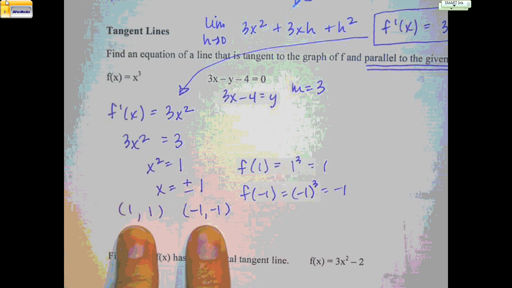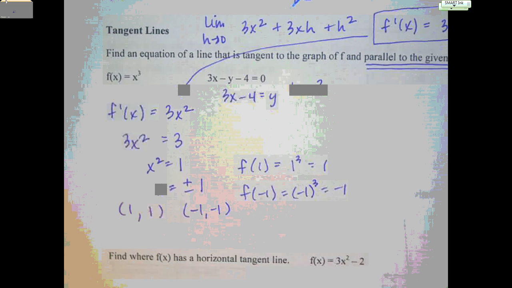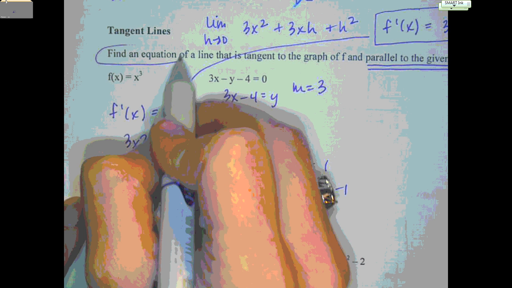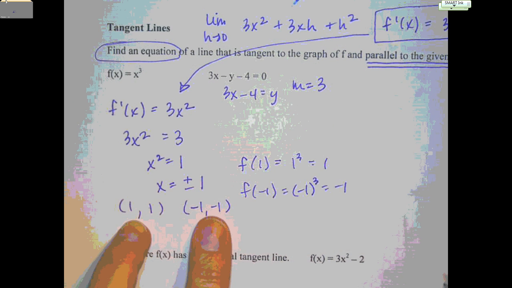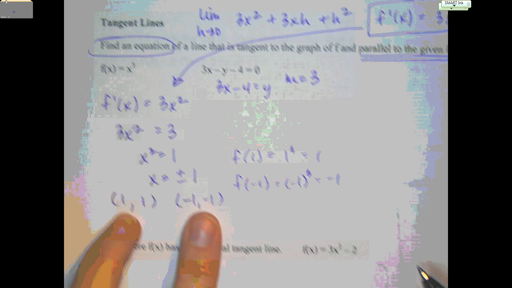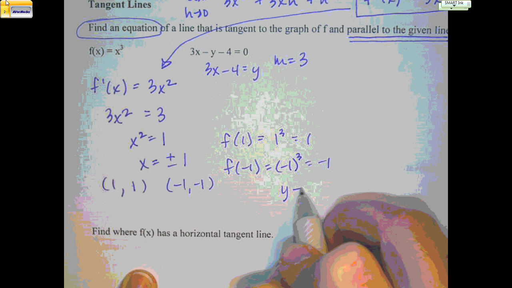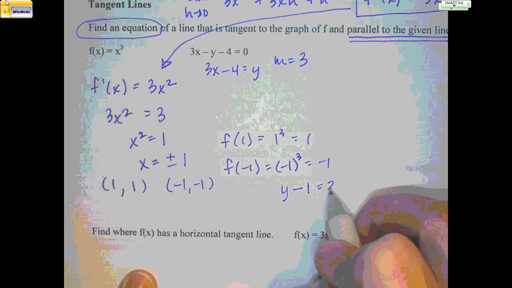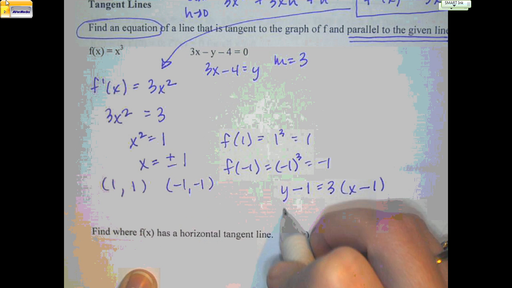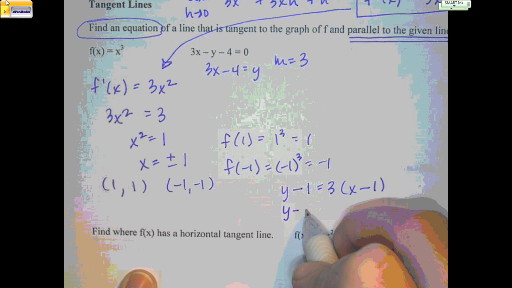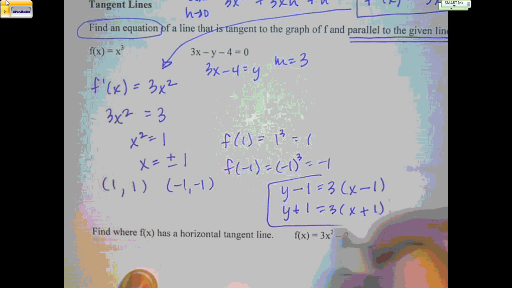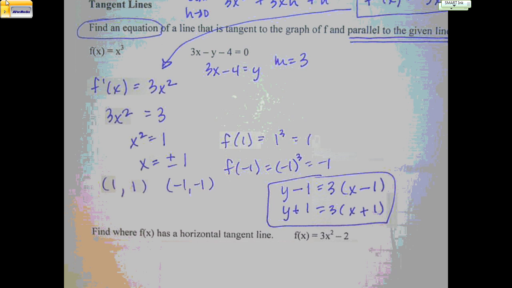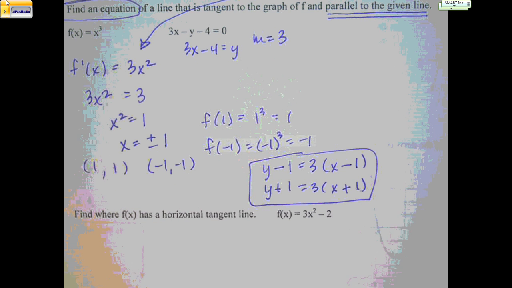Are we finished? What are we looking for? Find an equation of a line. So how many equations will we have? 2. And this isn't too bad. We already have our points and we've got our slopes. Let's just write the equations. Y minus our first y equals the slope times x minus our first x. And y minus our second y equals the slope times x minus our second x. There's our 2 equations. Any questions on anything we've done so far?